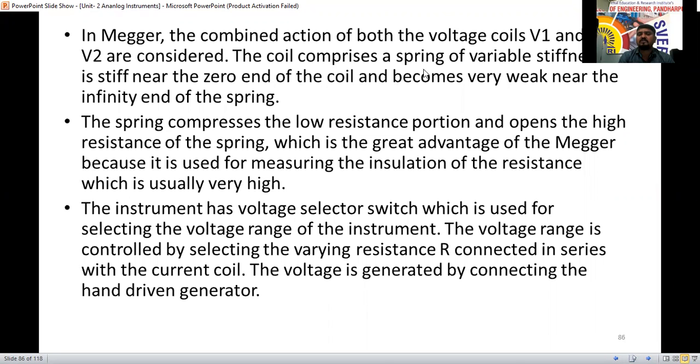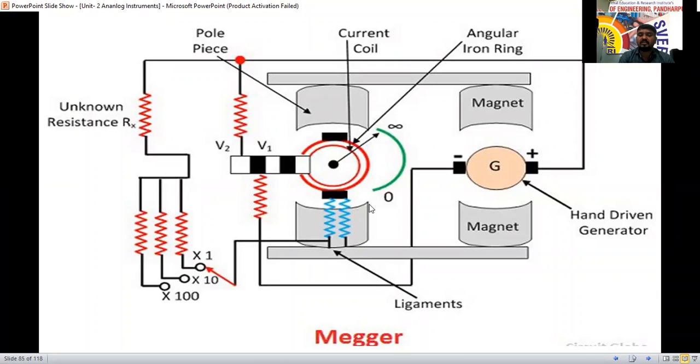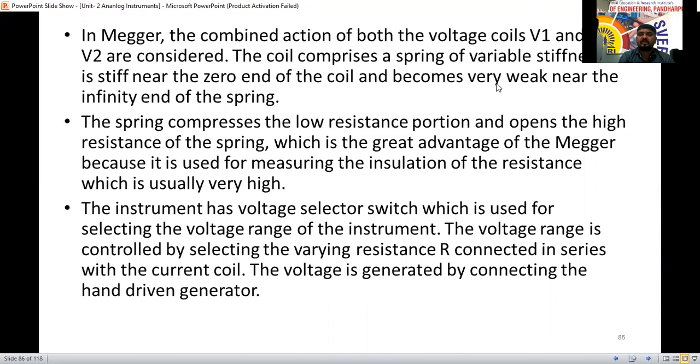The coil comprises a spring of variable stiffness here. We are also using a spring, which is connected to the ligaments. Both the ligaments are connected. The spring has variable stiffness: it is stiff near the 0 end. Whenever the pointer comes to the 0 end, it is stiff, and whenever the coil goes to the infinity side, it becomes very weak. It is stiff near the 0 end of the coil and becomes very weak near the infinity end of the spring.